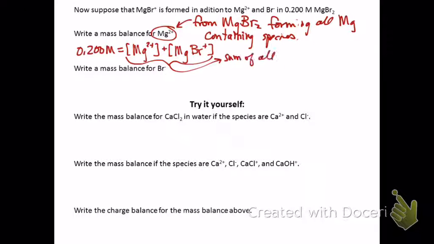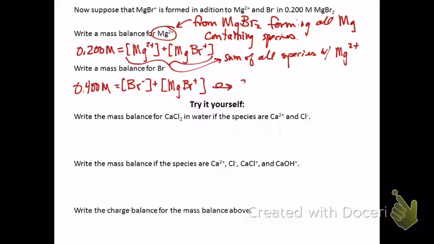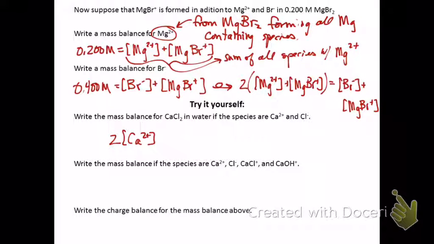Likewise, we can say that for bromine, the similar case, we have 0.4 molar, and we know that the sum of all of the bromide-containing species must equal the 0.4. And then we can combine the two expressions as we did earlier and write that 2 times the sum of all of the magnesium-containing species must equal the sum of all the bromide-containing species. So it's just a more complex form of the same equation we had on the previous slide.